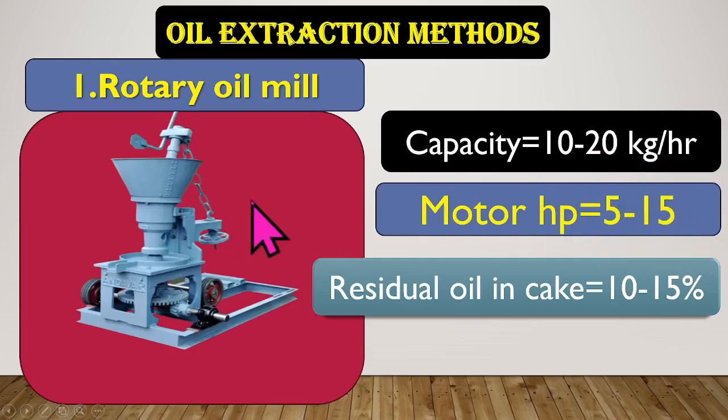So if we want to crush more, we have to keep these rotary oil mills in series. Instead of one, we have to keep 2, 3, 4 like that. Then we can get more than 1 ton of seed crushing per day. The residual oil in the cake will be more, around 10 to 15% in the cake that comes from this rotary mill.